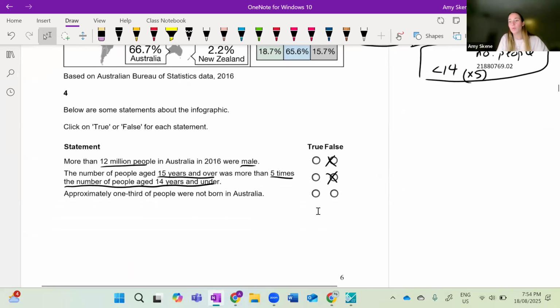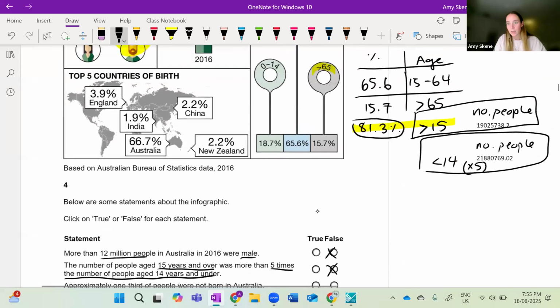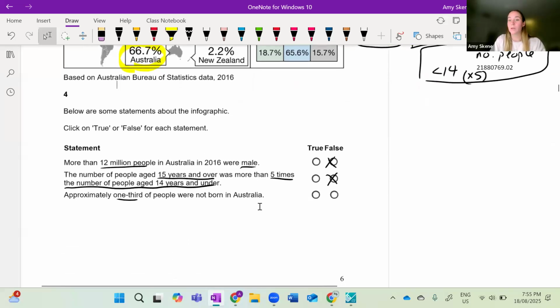Approximately 1/3 of people were not born in Australia. So 1/3 of people not born in Australia. I've got the countries of birth. If they're not born in Australia, 66.7% are pretty much born in Australia. And so a third in a percentage, this is just what you have to know.